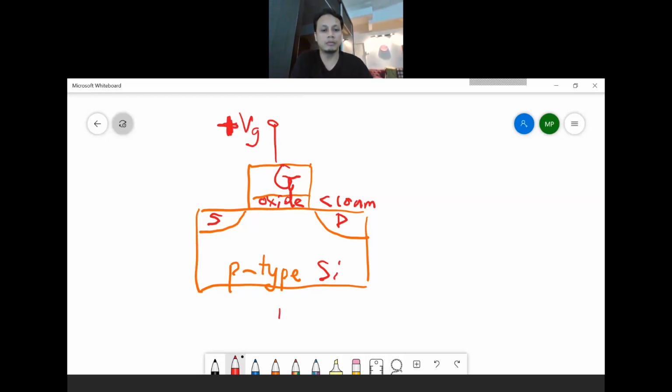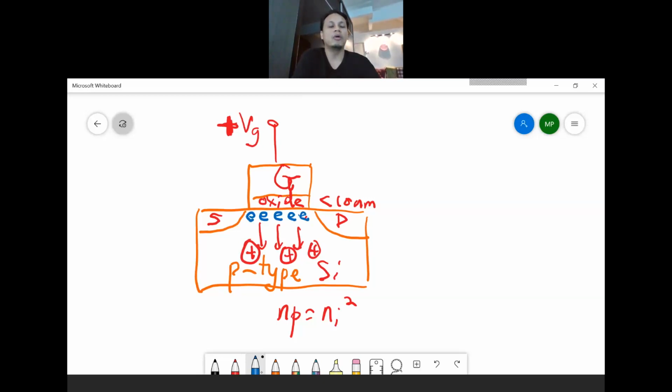Okay, so it's a positive Vg. So what it will do is that it will repel holes. Hole ada kat sini, hole. It will repel holes away from the surface. If you put it positive, hole is positive, so the positive charges are going to be repelled away from the surface. At the same time, you will attract negative charges, negative carriers to the surface. So if Vg is high enough, you will end up with an inversion layer. So it's called an inversion layer.